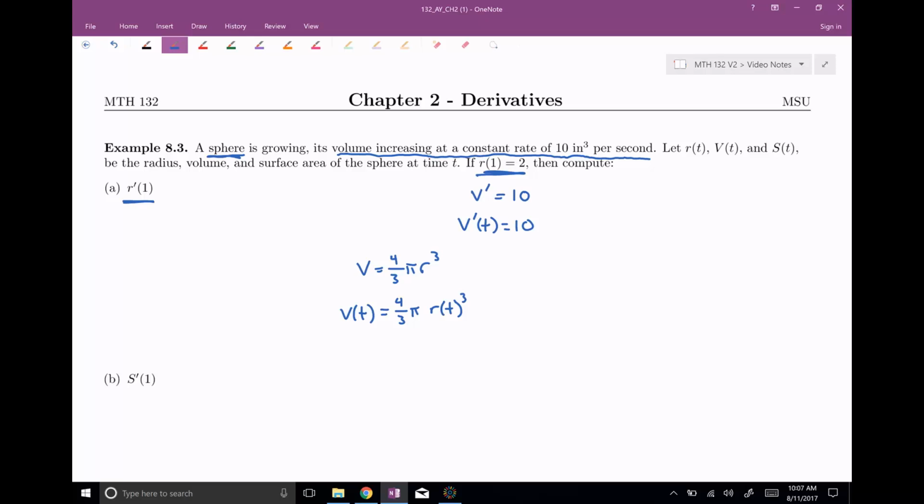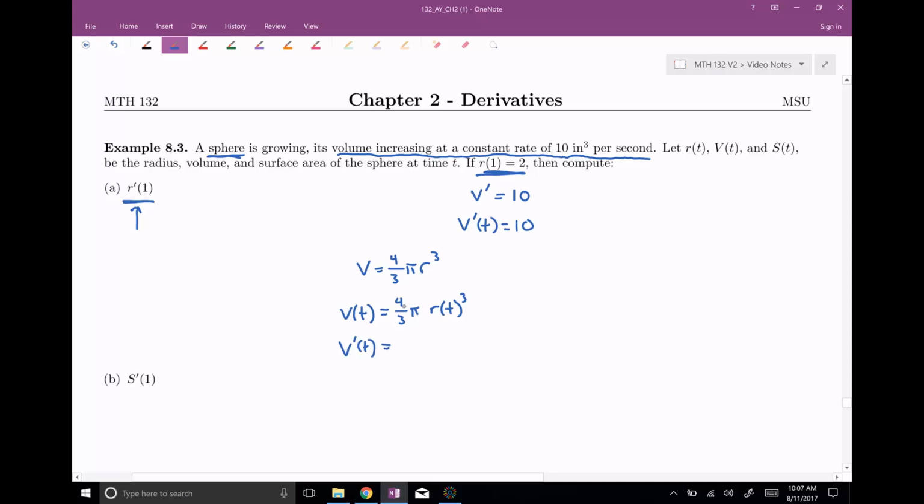The second step is to differentiate this equation using implicit differentiation and the chain rule. And that makes sense because, again, I want r prime of 1. Well, I don't see any r primes in this equation, but if I take the derivative, I will. So on the left-hand side, V is going to become V prime, the derivative of the volume.